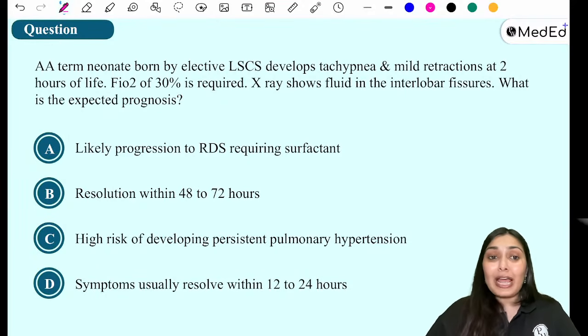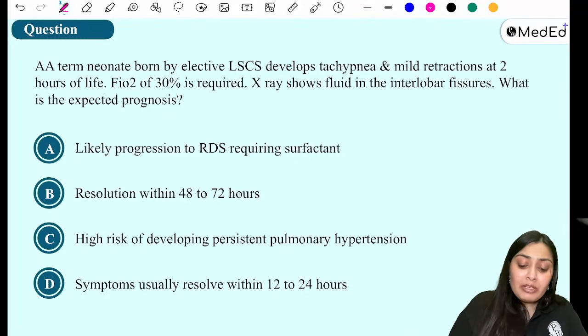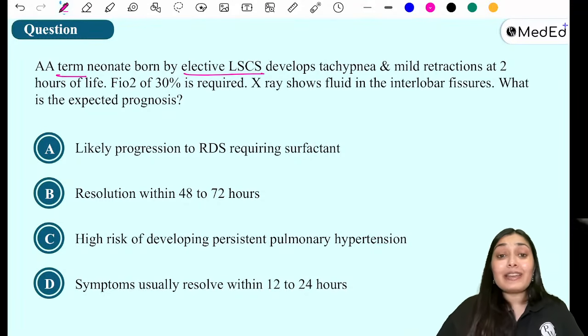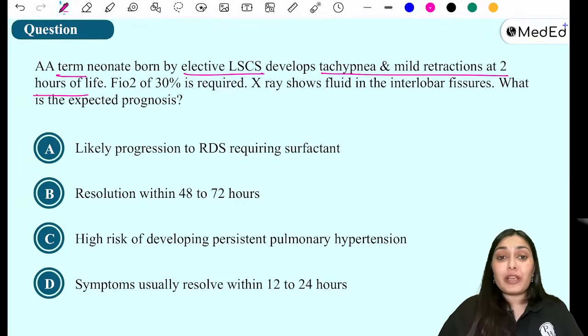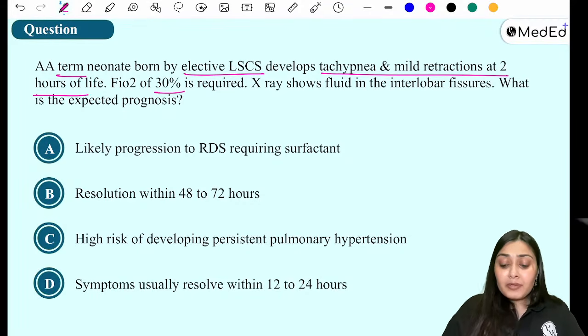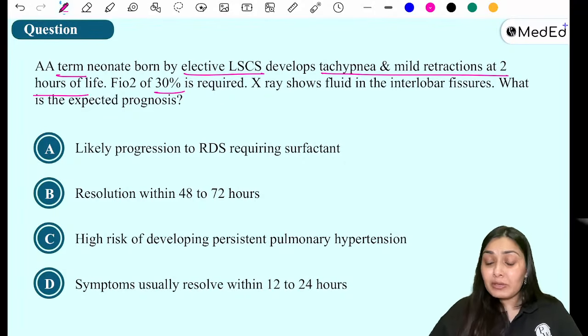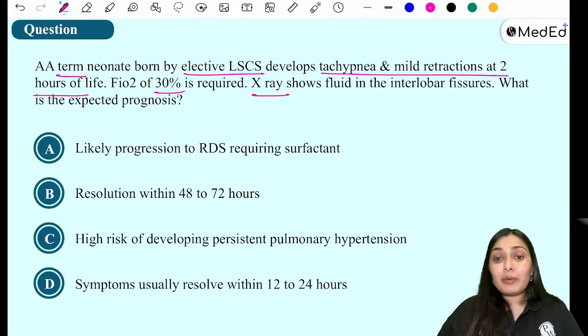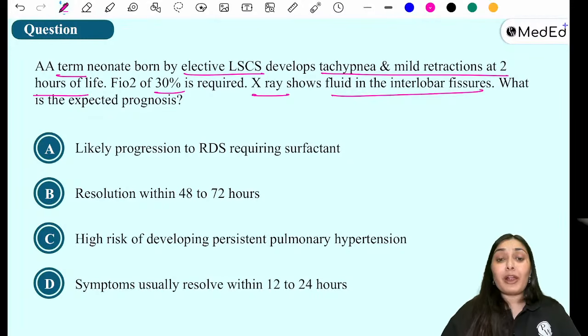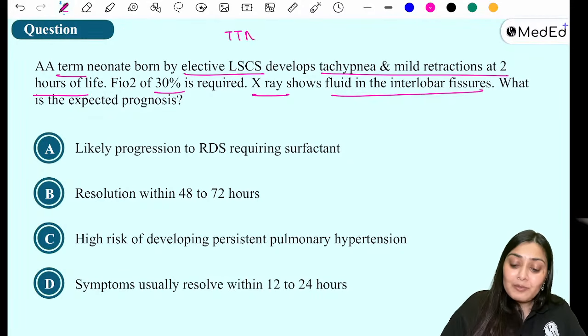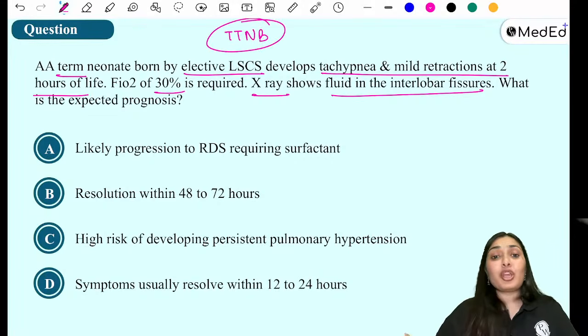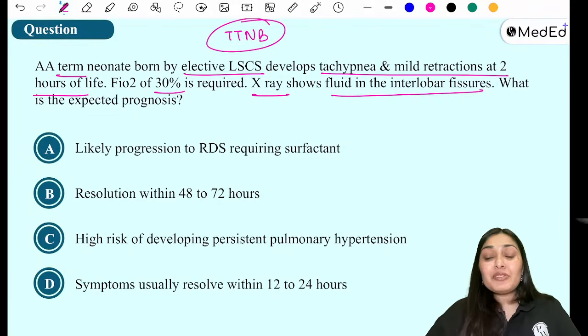So firstly, tell me the diagnosis over here. We have a term baby who's born via elective CS and he develops tachypnea and mild retractions at 2 hours of life. With 30% FiO2 he is almost settled, and X-ray shows a typical fluid in the interlobar fissures. What is this? This is nothing but TTNB, that is transient tachypnea of newborn. So what happens in this condition?